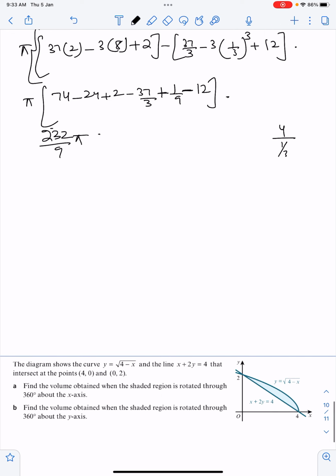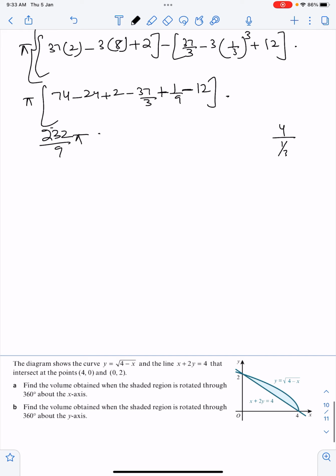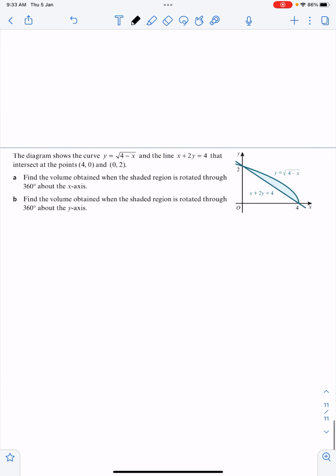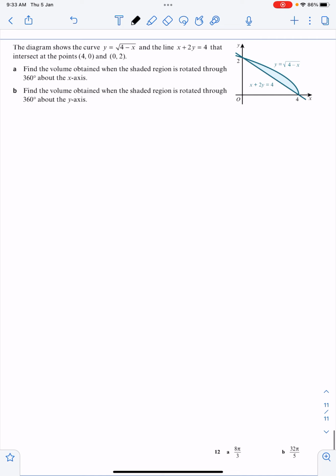Fine. Moving on to the next question. It says a diagram shows the curve y equals to square root of 4 minus x and the line x plus 2y equals to 4 that intersect at the points 4, 0 and 0, 2. Find the volume obtained when the shaded region is rotated through 360 degrees about the x-axis.